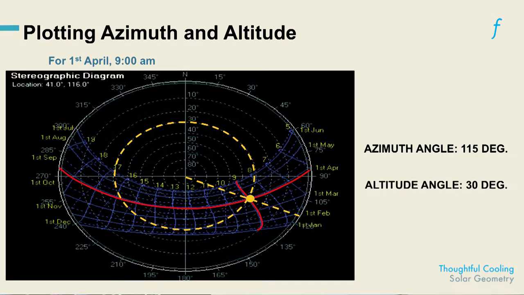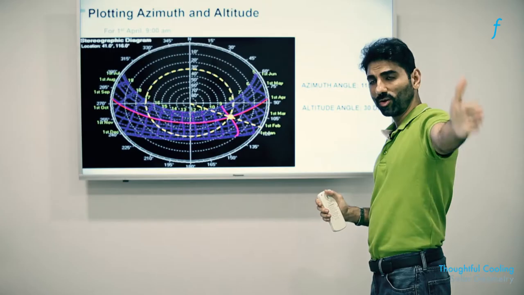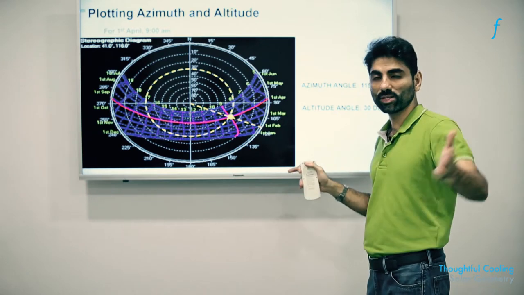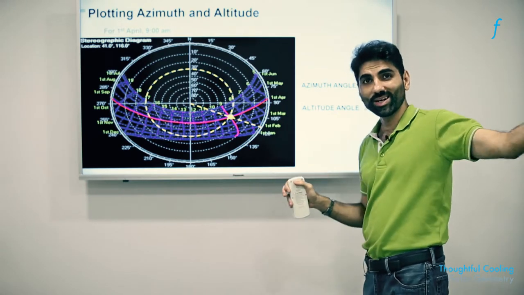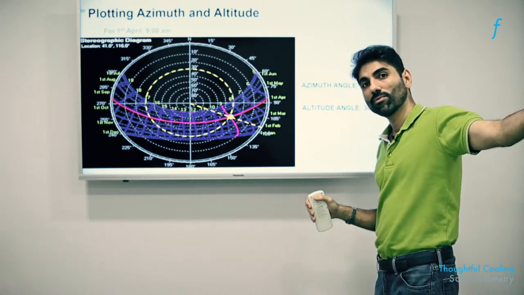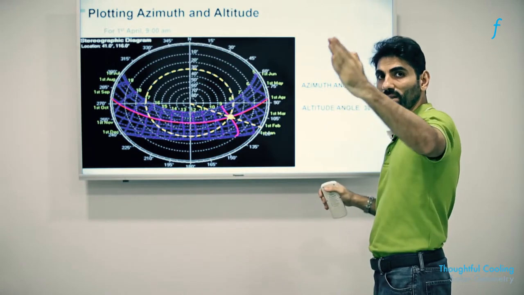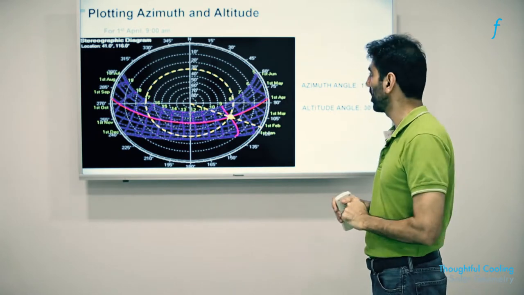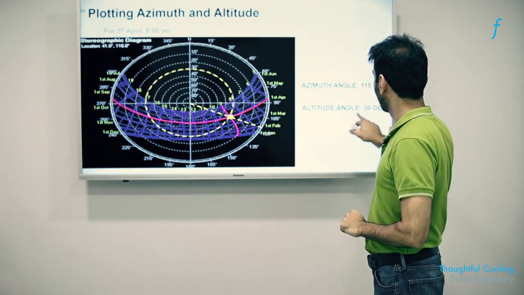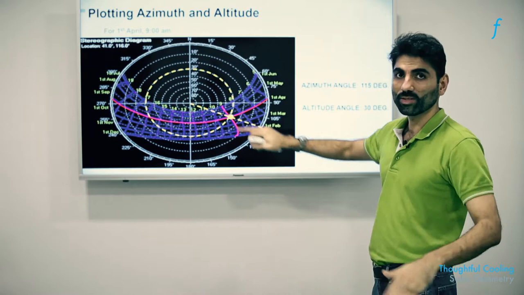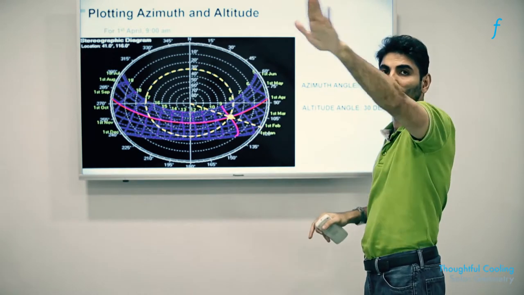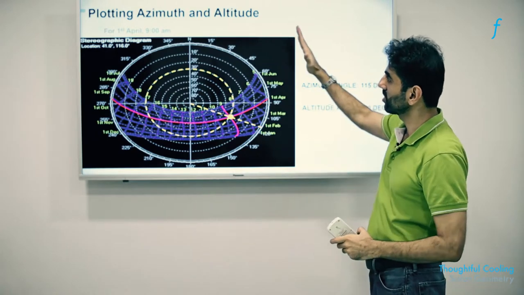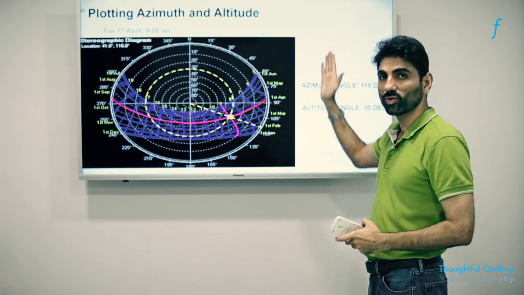So 115 degrees, which means if due east is 90 degrees azimuth angle, one can imagine that because the sun has risen early in the day in April, it has reached somewhere in the southeast part of the hemisphere, 115 degrees. But because it's still only 9 a.m., the sun hasn't risen very high in the sky. It's only 30 degrees is the angle, right? And one can imagine that this azimuth and the altitude would change throughout the day.